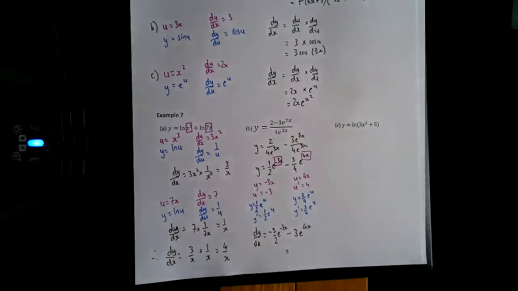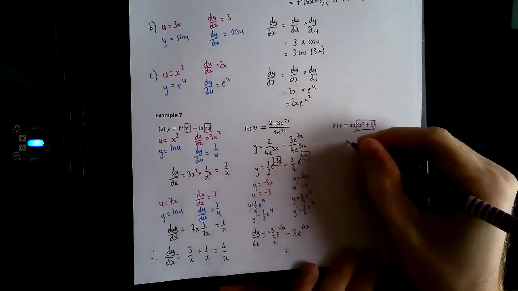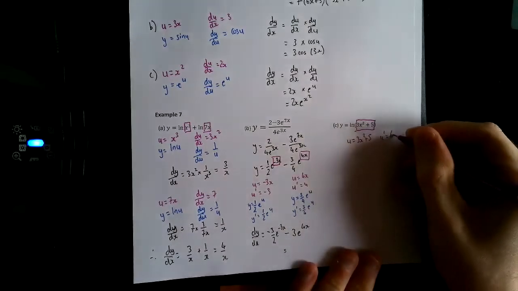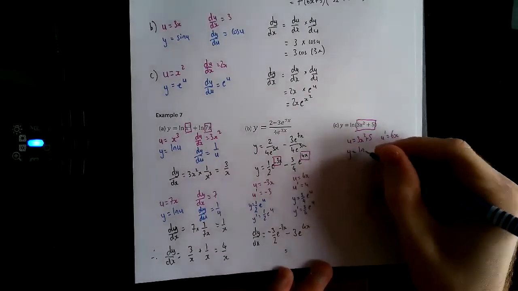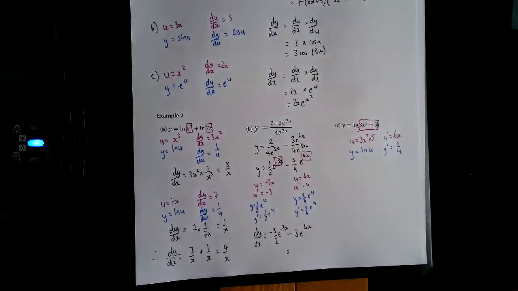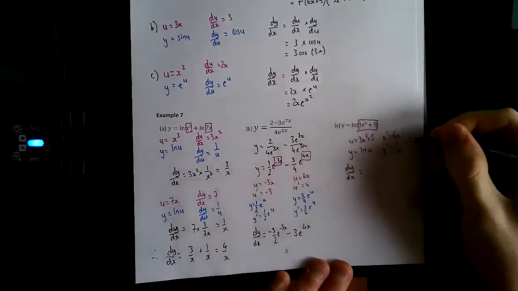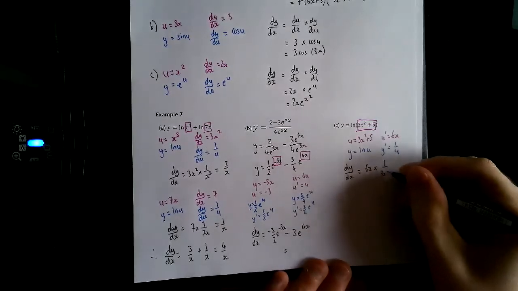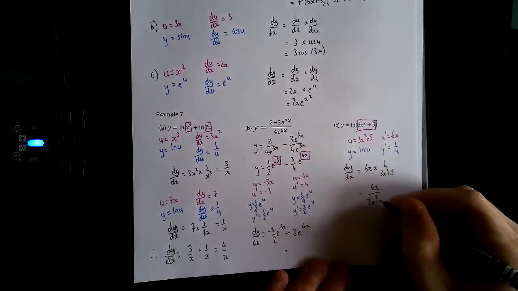Okay, this one, it's clear what u is in this one. So u is just 3x squared plus 5. So differentiate that and get 6x. So my y is now ln u, which differentiates to 1 over u. Multiply them together. So it's the two dashes and times them together. So it's 6x times 1 over u. So 1 over 3x squared plus 5, which gives me 6x over 3x squared plus 5.